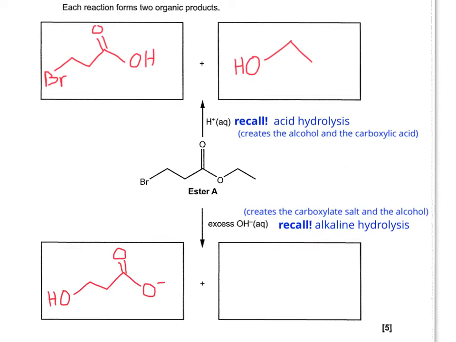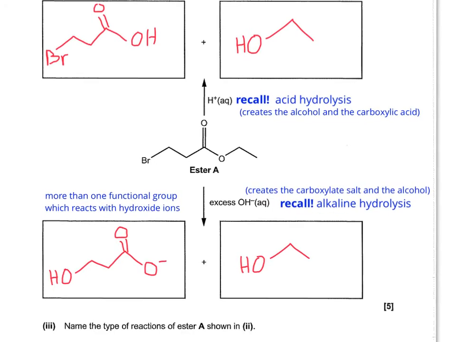You've probably noticed something here while I'm writing this. So what's happened to the bromine? Well, if you think about what happens, the OH minus behaves as a nucleophile, so the bromine gets substituted for an OH. Okay, so let's go on to the next part of the question.